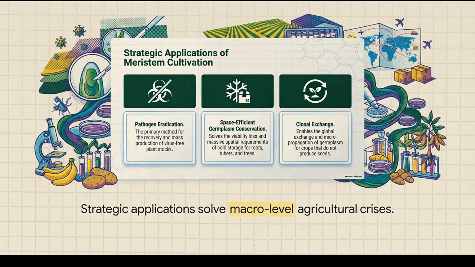Second, it offers incredibly space-efficient germplasm conservation. Think about it. Instead of keeping whole fields of trees or giant expensive cold storage warehouses of tubers just to preserve a species, we can safely store thousands of genetic lines in a handful of tiny test tubes. And third, it enables the global clonal exchange of crops that literally don't even naturally produce seeds.